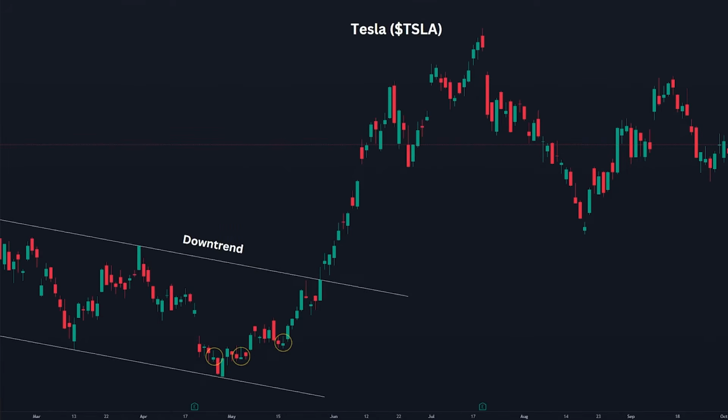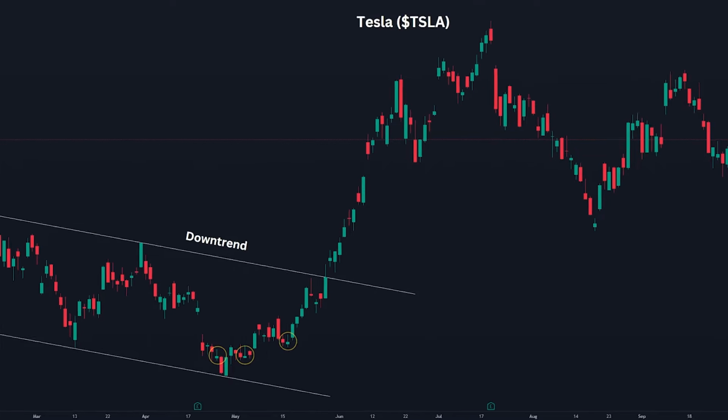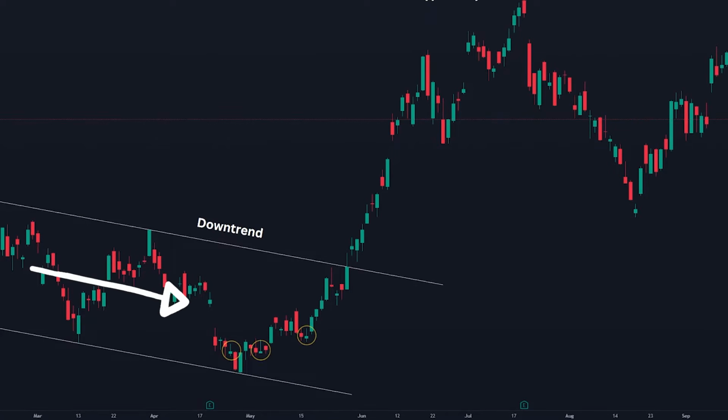We will take a look at a Tesla daily chart for this example. The prices have been trading in a downtrend for a few months, and at the very end of the downtrend, we can see multiple inverted hammers showing up. This candlestick pattern marks the end of the downtrend, and the new uptrend started right after the last inverted hammer pattern.